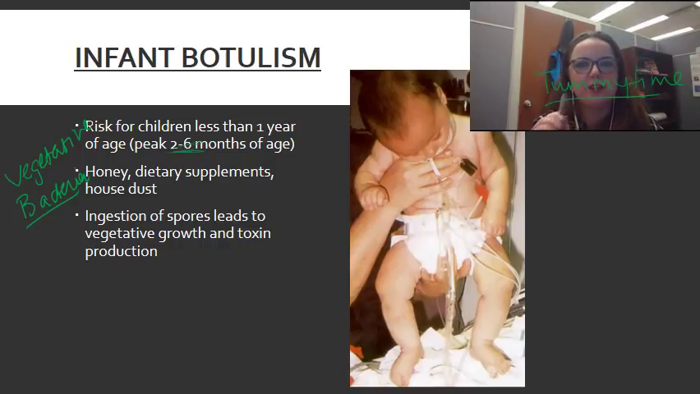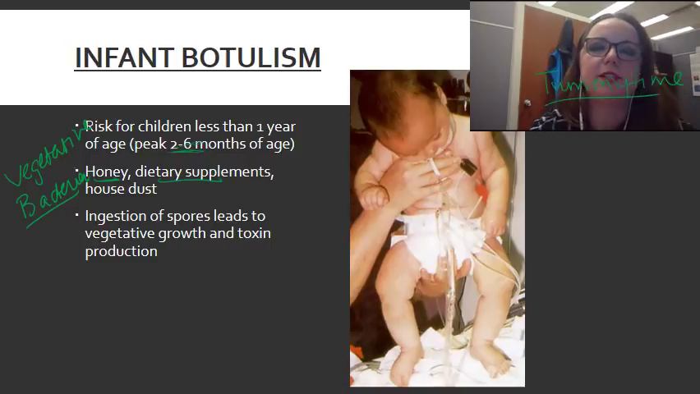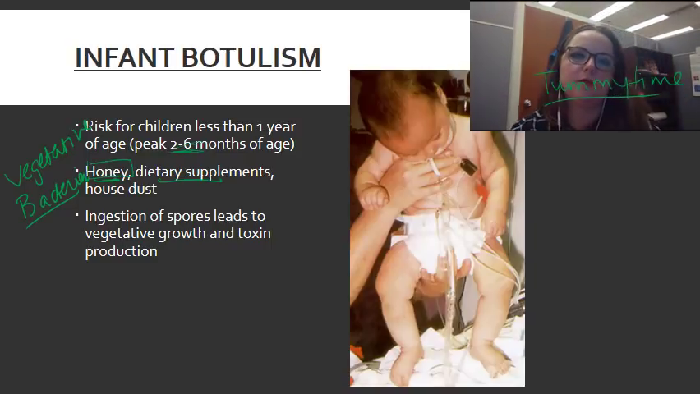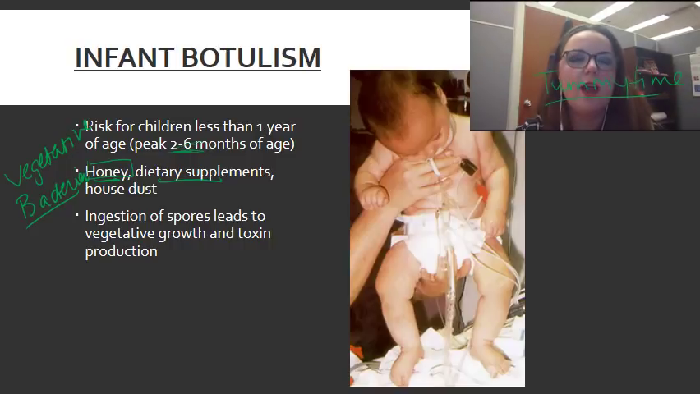The other thing that sometimes could lead to infant botulism are two things. One, honey, and two, dietary supplements. Honey used to apparently be a big concern for botulism, particularly in infants. It's now actually recommended not to give honey to infants until they're much older, at least a year, because of the risk of botulism. Dietary supplements is a strange one. I mean, you're all probably thinking, why does a baby need dietary supplements?